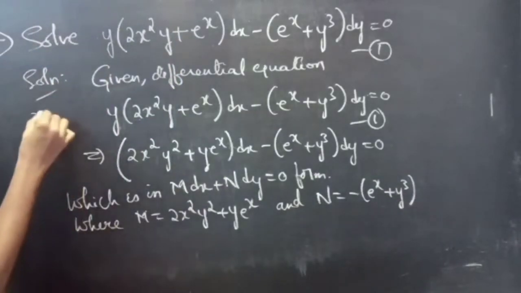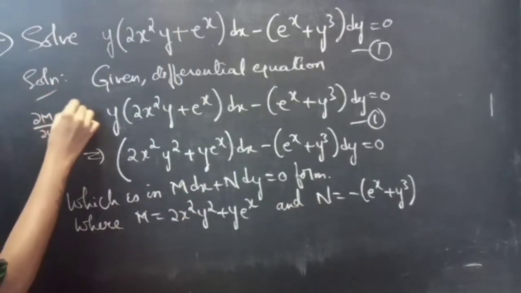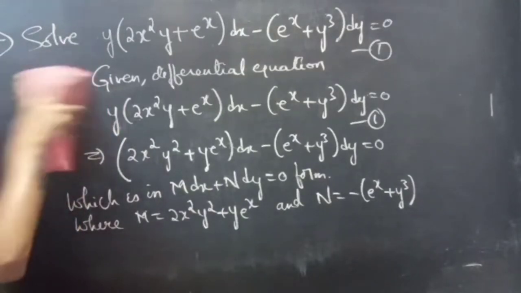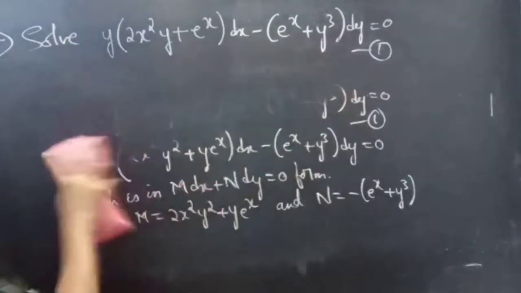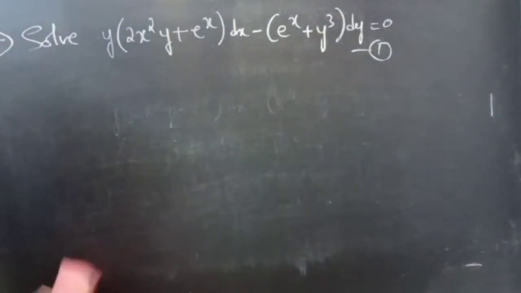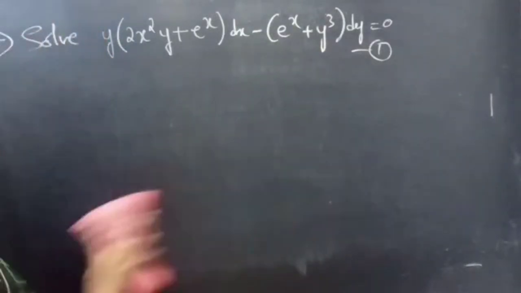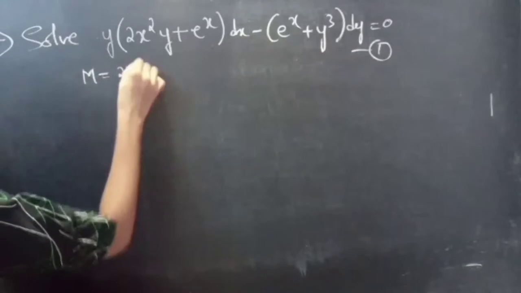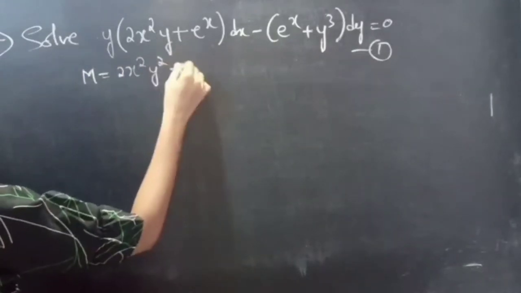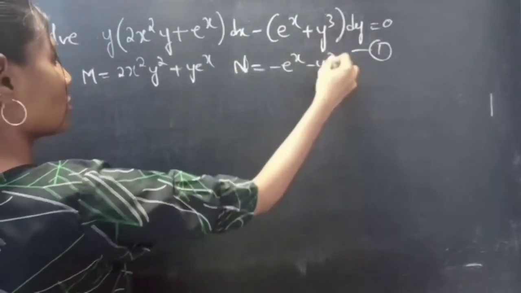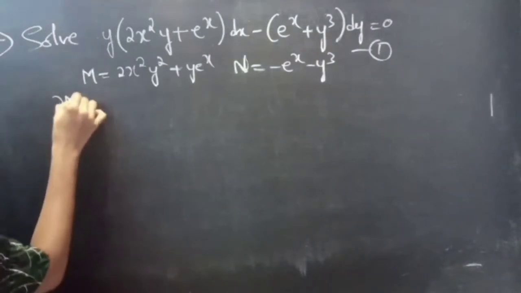If the partial derivative of M with respect to y is equal to the partial derivative of N with respect to x, then we can say that the given differential equation is an exact differential equation. Now let's find the partial derivative of M with respect to y and N with respect to x. We have M equals 2x squared y squared plus y e power x and N equals minus e power x minus y cube.